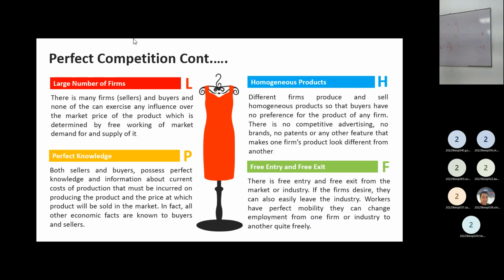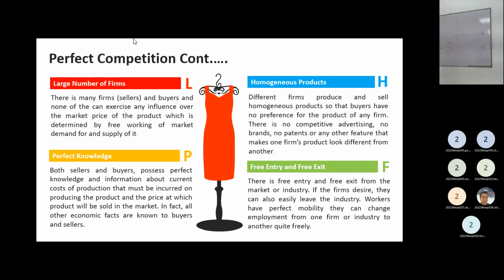So there is no competitive advertising, no brands, no patents. Why do we need any advertising? Our product is not differentiated from others. Nothing to do with that. No patents or any other feature that makes one product look different from another. So since all the products are the same, we don't need marketing, isn't it? In a very simple way. So those are the first two features.